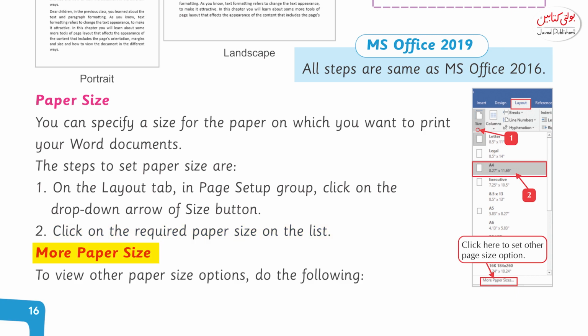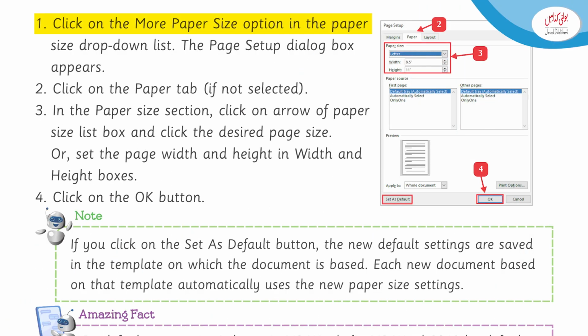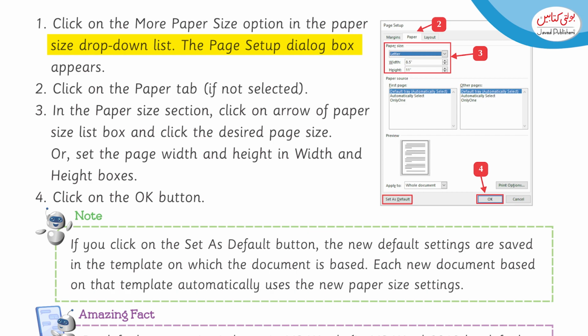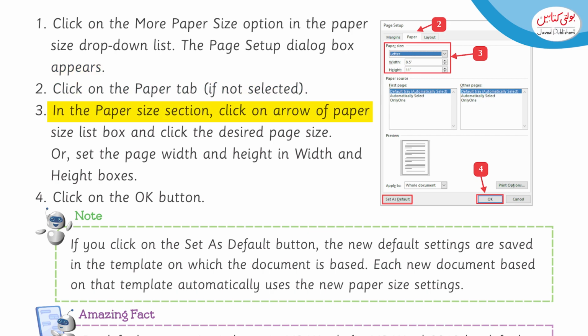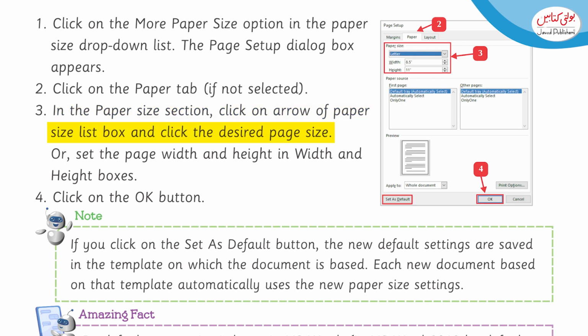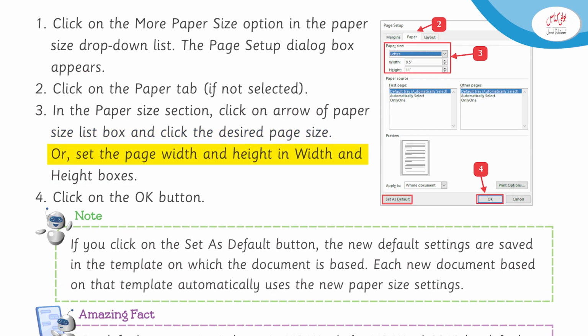More paper size. To view other paper size options, do the following. Click on the More Paper Size option in the Paper Size drop-down list. The Page Setup dialog box appears. Step 2. Click on the Paper tab if not selected. In the Paper Size section, click on the arrow of Paper Size list box and click the desired page size, or set the page width and height in the width and height boxes. Now click on the OK button.